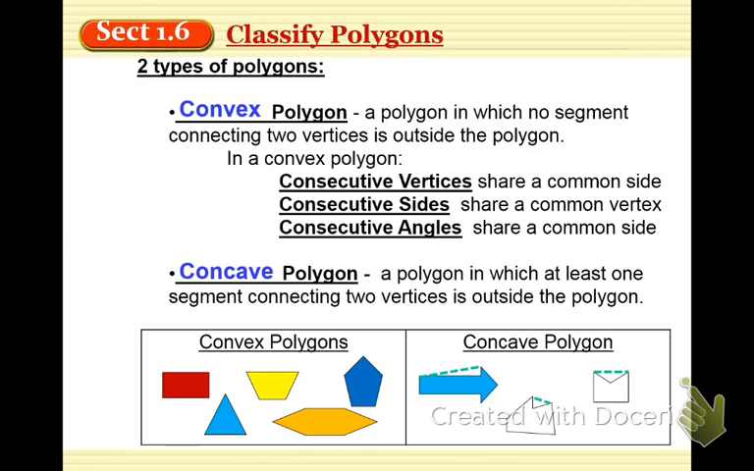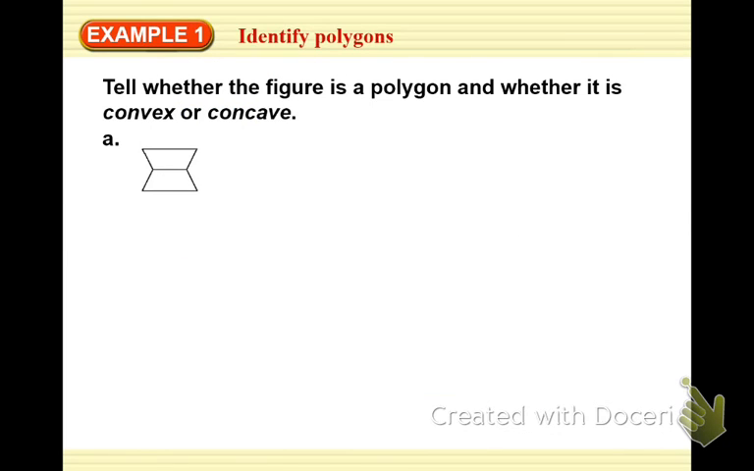Okay? Now the definition up here says at least one segment connecting two vertices is outside the polygon. This is what they're talking about, right? If you took a segment and connected this vertex to that vertex, those are still vertices, then that segment is outside the polygon, and so that's why it's concave. It's another way to tell. You can't do that with these guys over here.